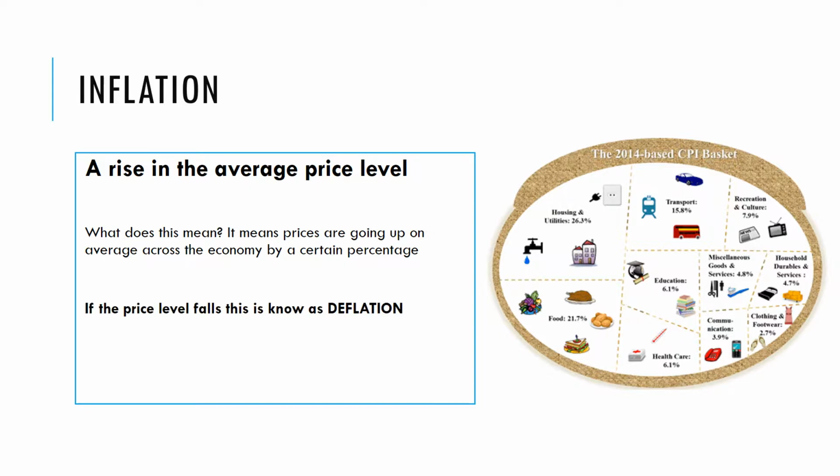If things are getting cheaper and the price level is falling, this is called deflation. If things are still getting more expensive, but the rate at which they're rising is decreasing, i.e. last year prices went up by 5% and this year prices are only going up by 3%, we call that disinflation. If the price level rise is slowing down. These are three important definitions. Let's make sure we've got them in our notes.